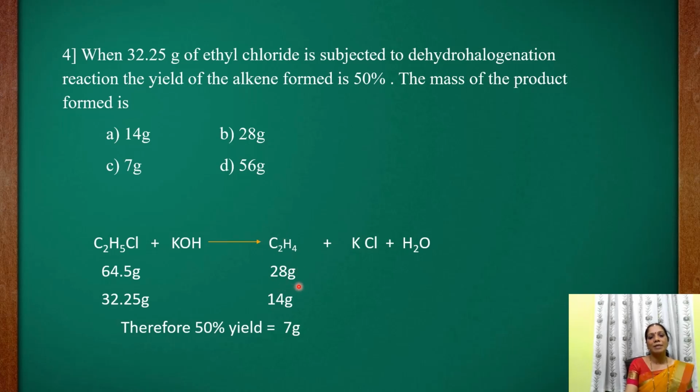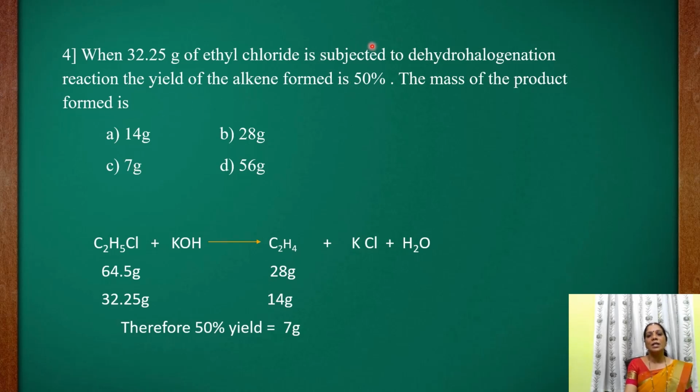28 grams. But in the question, they have given just 32.25 grams. They have not given the 64.5 grams of ethyl chloride. That means 32.25 grams is just 50% of this. See, 50% of this 64.5, isn't it? 32.25 grams produces how much, we have to find out. On simple calculation, 32.25 grams produces 14 grams. Half of that, they have given amount. That means 14 grams it has to produce. 14 grams is the mass if the yield is 100%. Clear for you? 14 grams is the mass if the yield is 100%.